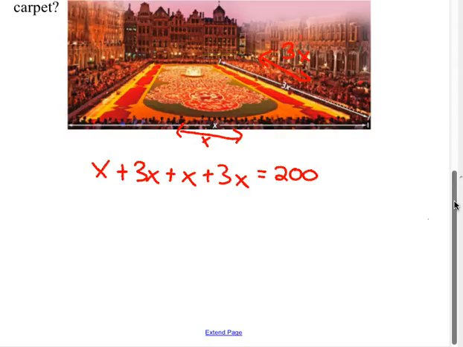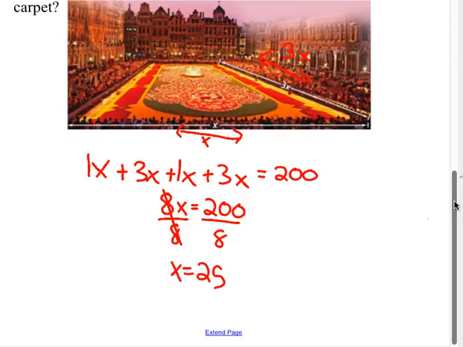So now, once again, here's a good opportunity. Let's clean up this side of my equation. So 1x plus 3x plus 1x plus 3x, well, 1 plus 3 plus 1 plus 3 gives me 8. So I have 8x equals 200. And now, obviously, I'm going to divide by the 8 to get the x by itself. And that gives me 25.